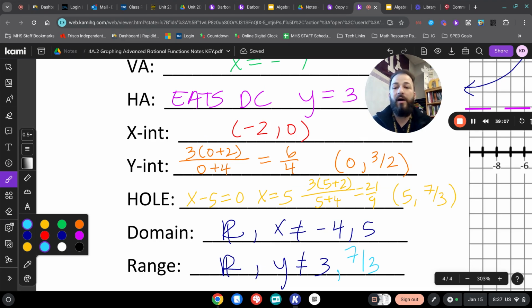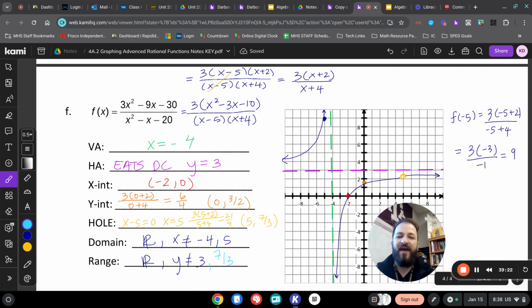Okay. So now that we have all of our key features, I'm going to see if you can graph this one on your own as well. You maybe got a little bit of a sneak peek over there on the side, but go ahead and pause me and graph this one. All right, so seeing everything together, we have that vertical asymptote at x equals -4, a horizontal asymptote at y equals 3. Our x-intercept, y-intercept, and hole all plot in that bottom right, which gives us that nice little curve.